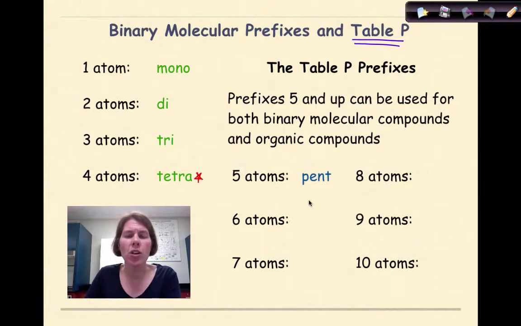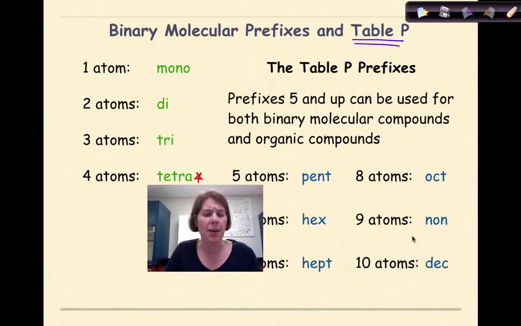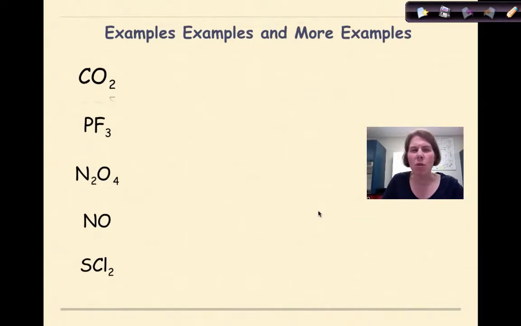So for 5, we're going to use pent, 6 will be hex, 7 will be hept, 8 is oct, 9 is non, and 10 is dec. If you look at some places in textbooks and on the internet, on different websites, you might see these referred to as penta, hexa, hepta, octa, nona, and deca. Depends on the situation and how the whole binary compound really comes together when you name it. So examples, examples, and more examples.